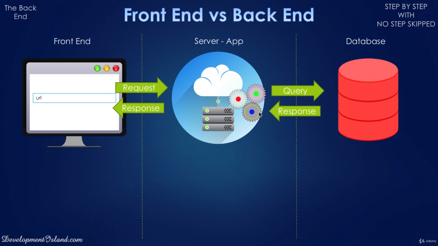And then the app is going to process that response and do whatever it needs to do with it. It could be creating a web page, it could be anything else. So let's say it is creating a web page. All it needs to do now is send the web page as a response to the browser, and then the browser is going to render the web page for our user. So that's how it works.